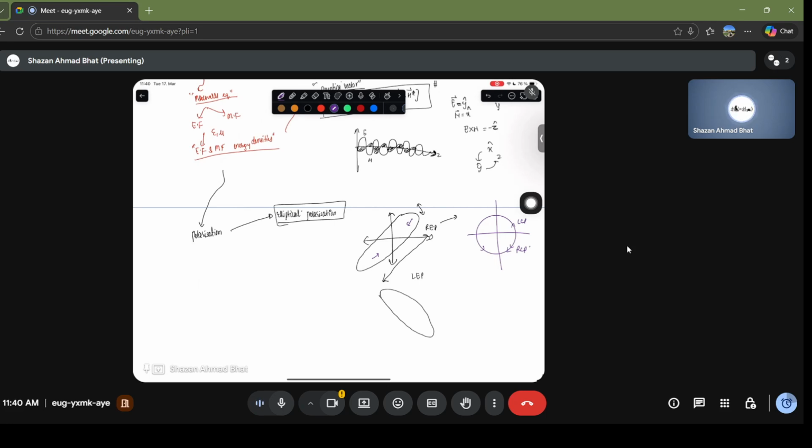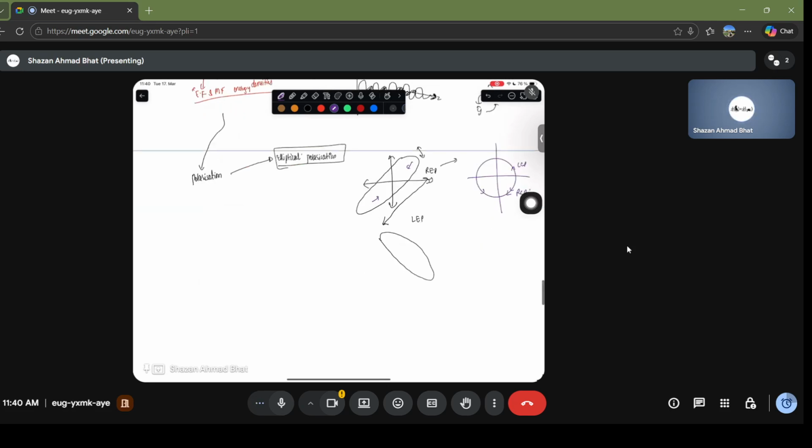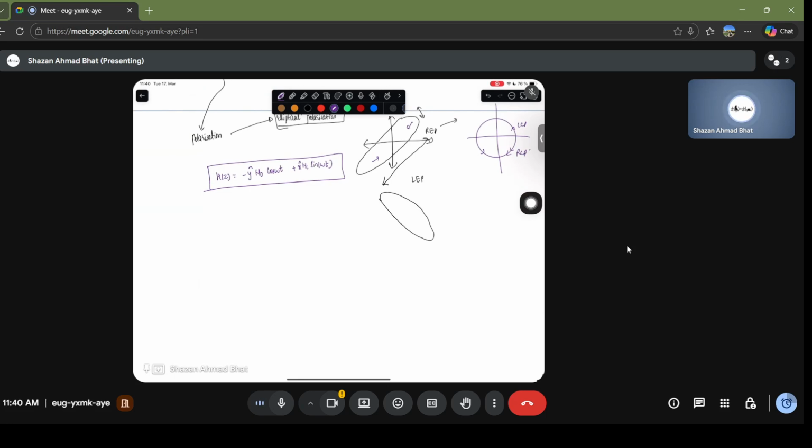So let's take an example. If you have a magnetic field given as, let's say, minus y cap h naught cos of omega t plus x cap h1 sine of omega t. So essentially what you do is you plot omega t and you plot h of z. That means you give different phases to omega t and you plot it.